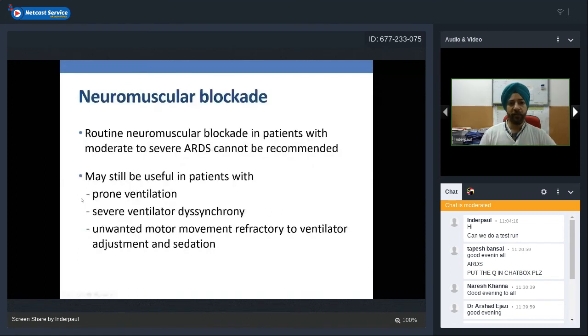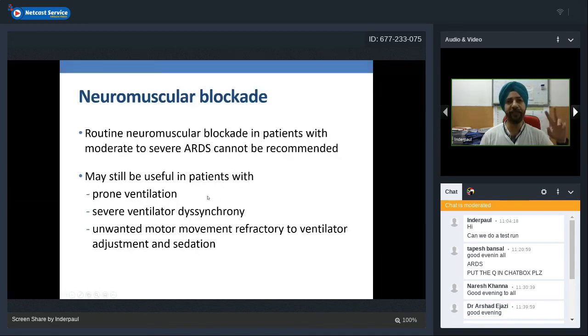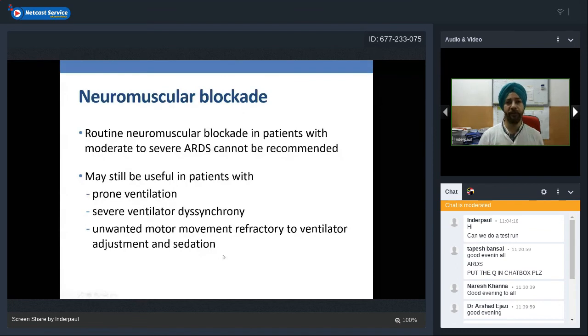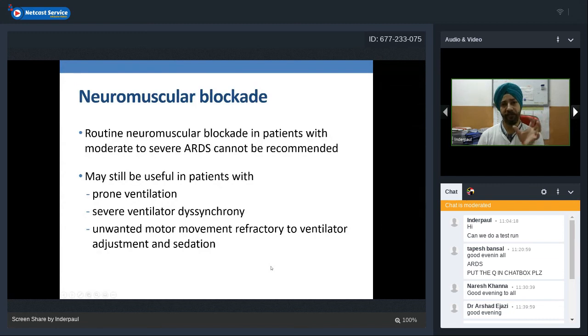Okay. So based on the current evidence, what we would recommend is that you should not be routinely using neuromuscular blocking agents in all your patients with ARDS. However, it may still be a consideration in patients who require prone ventilation, who have severe ventilator dysynchrony despite adequate sedation, and who have unwanted motor refractory movements that are not responding to your ventilatory strategy. So if a patient has severe dysynchrony and despite your change of ventilator settings is not responding, then you might consider neuromuscular blockade.